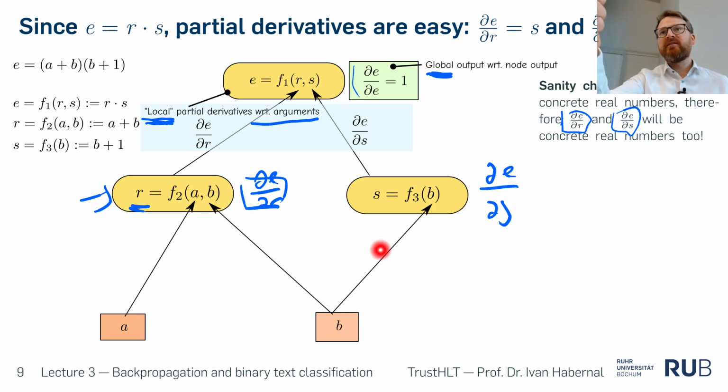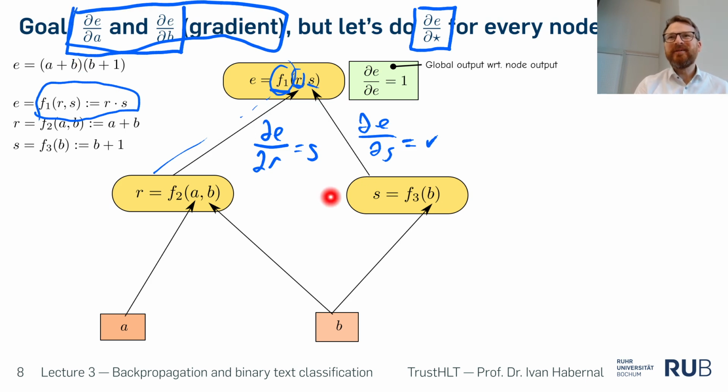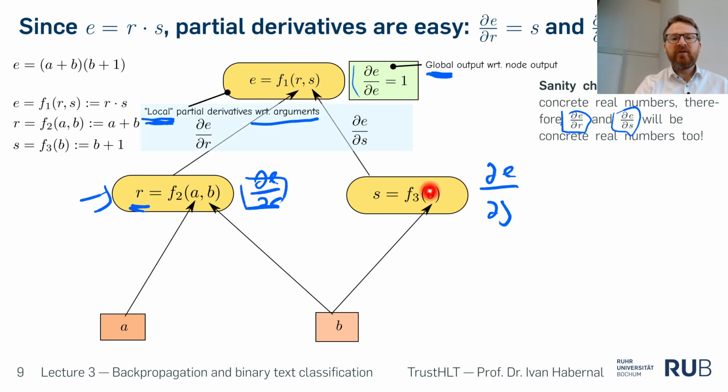Yes? So the goal is to compute the partial derivative of E with respect to A and B. Exactly. This is the goal, because this is the gradient. This is what we need. We need to compute these partial derivatives down the road. And we're going to do this by computing these partial derivatives for every node, because then we're going to use the chain rule to get to the bottom. But we're going iteratively.